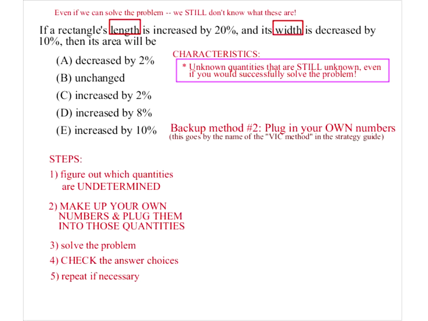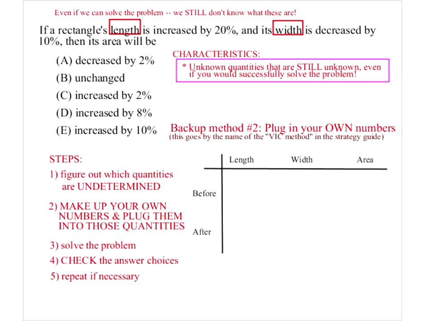Okay, so in this case, you figure out which quantities are undetermined. In this case, it's everything: length and width. So let's go ahead and make a chart. And notice we have a before and an after. So this is a nice situation for making a chart because we have 2 situations and 3 quantities: length, width, and area. And then we have a before, and we have an after. So you could use variables for this. There is a textbook method, but notice that you can just pick your own numbers.